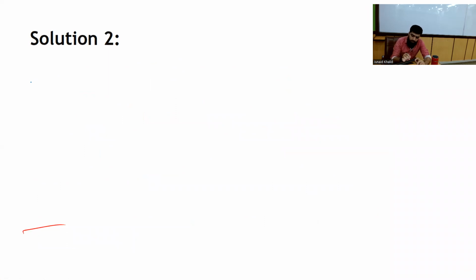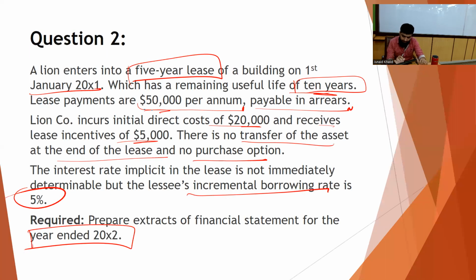The first step is to calculate the lease liability. But in that question, the lease liability is not given. So what is that 50,000? That is the annual lease payment. It's not a lease liability.